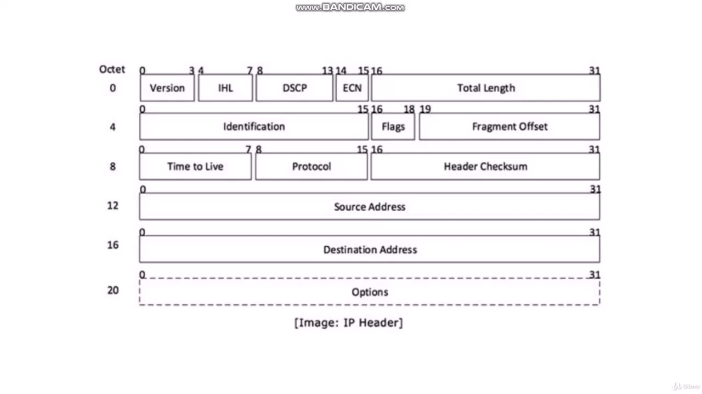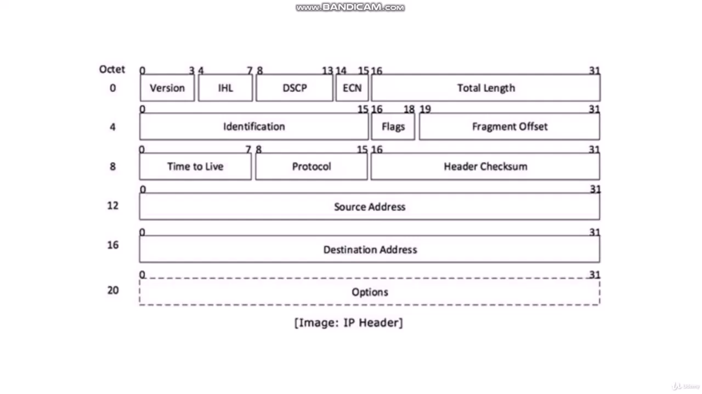Header checksum. This field is used to keep the checksum value, which is then used to check if the packet is received error free. The field is used to check the sum value of the entire header and not the data. Then source address, the 32-bit address of the sender of the packet, and destination address, a 32-bit address of the receiver of the packet.